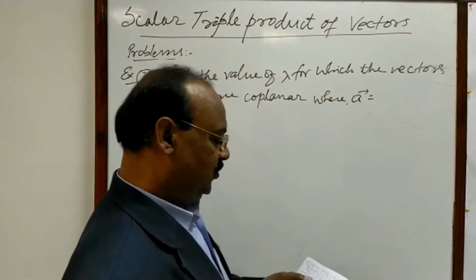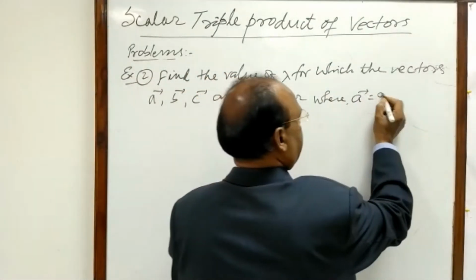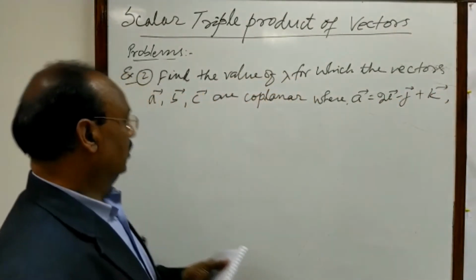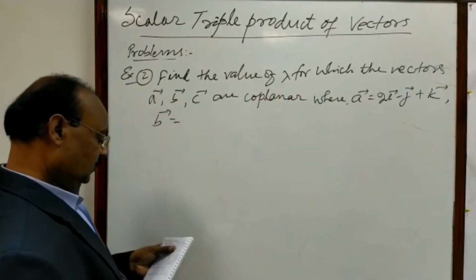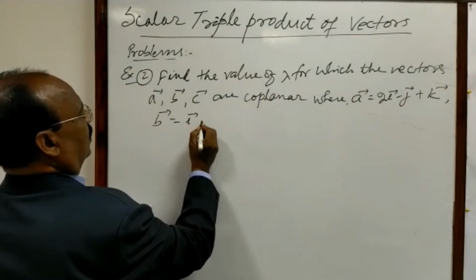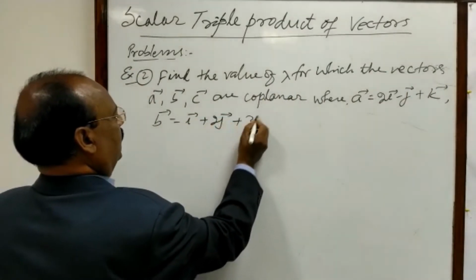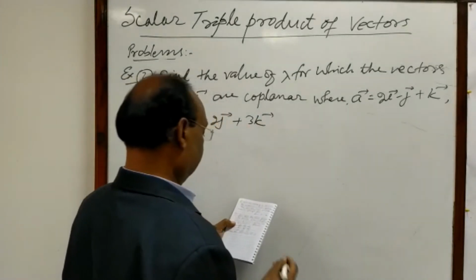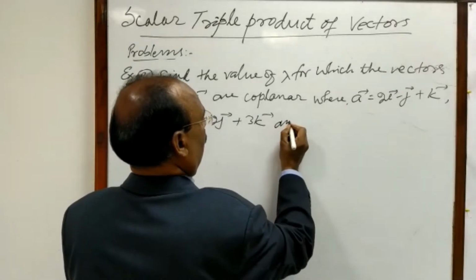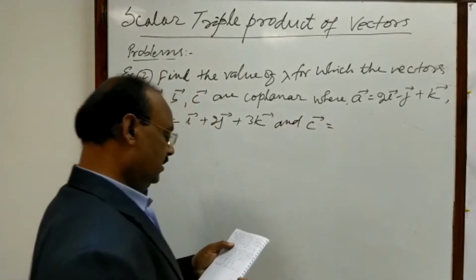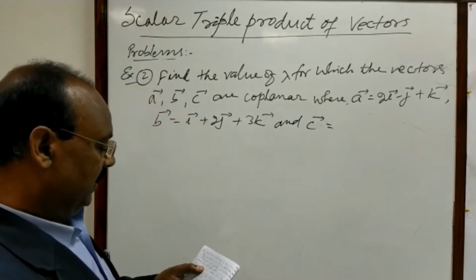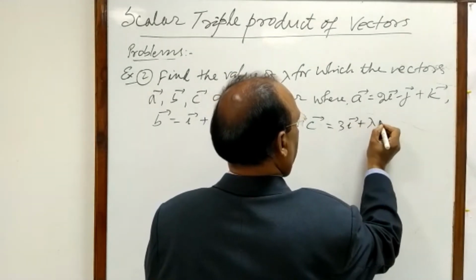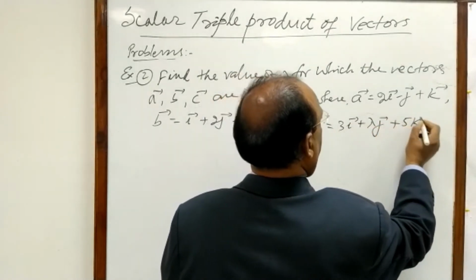Vector A is 2i minus j plus k. Vector B is i plus 2j plus 3k, and vector C is 3i plus lambda j plus 5k.